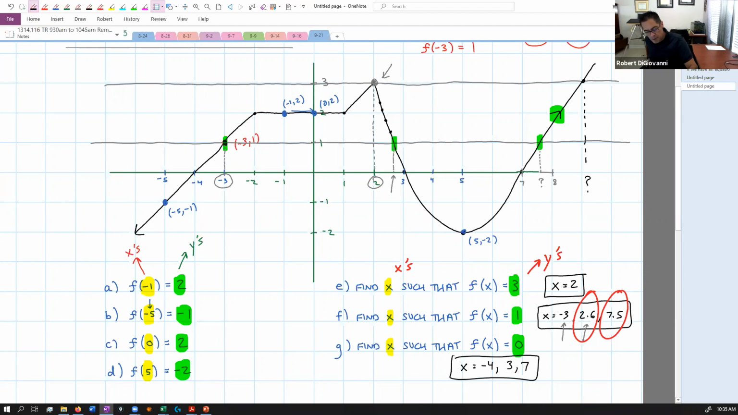So what Michaela's doing here is figuring out where the Y value is 0. You know how I've been drawing these lines across? This time we're actually drawing a line that's right on top of the x-axis. And Michaela's saying, where do I hit that? Well, that happens at -4, at 3, and at 7. Perfect. Are there questions on this?